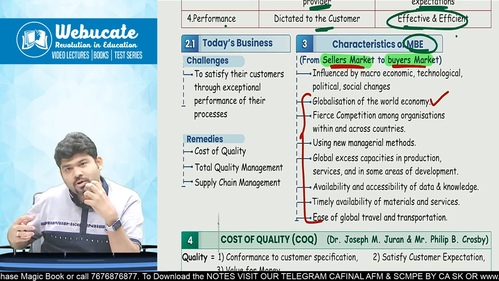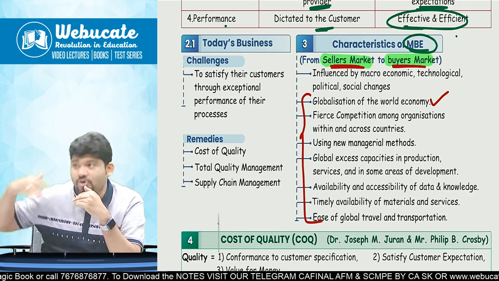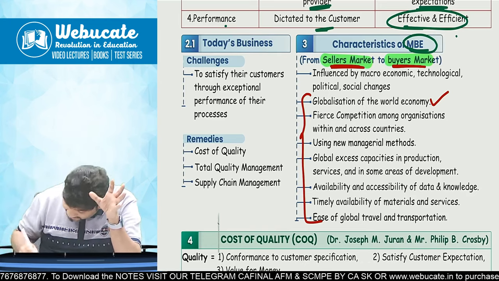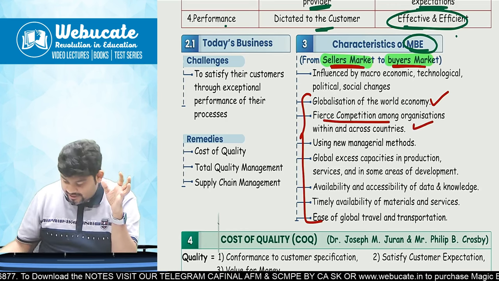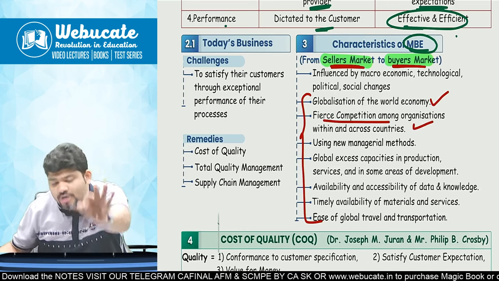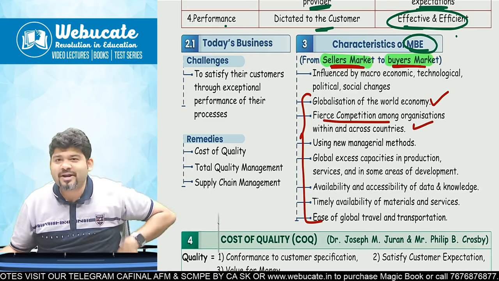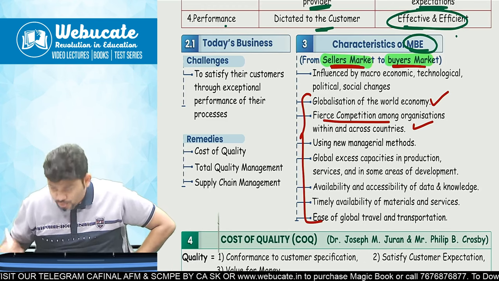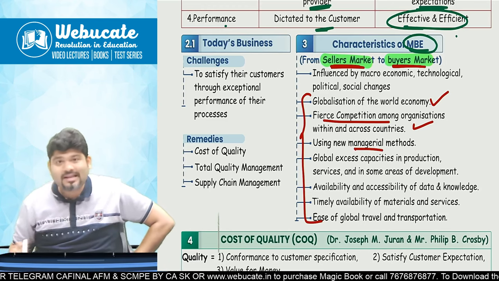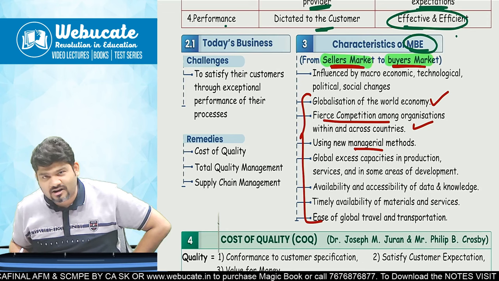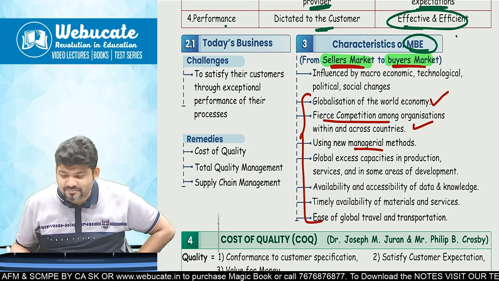So now you are competing not only with your local products, but also with international products. See, there is fierce competition among organizations within and across countries. This is how the modern business environment is characterized. You have to use new managerial methods to be relevant. Survival of the fittest, as said by Charles Darwin, is now the concept used by every business.